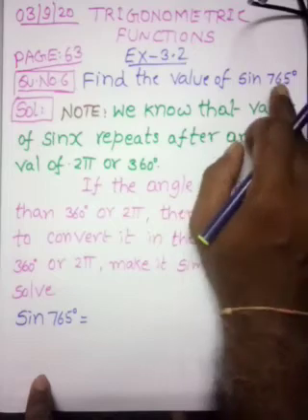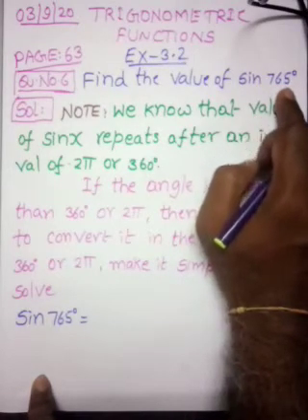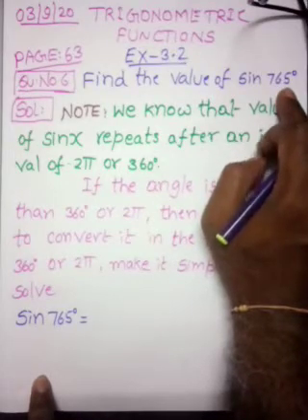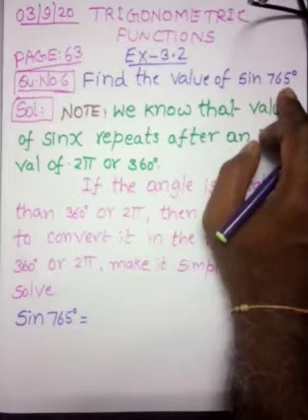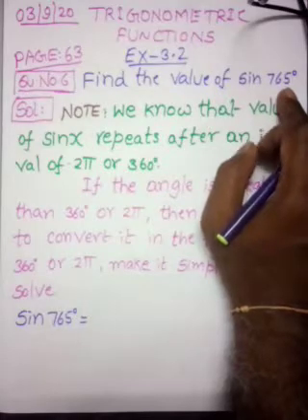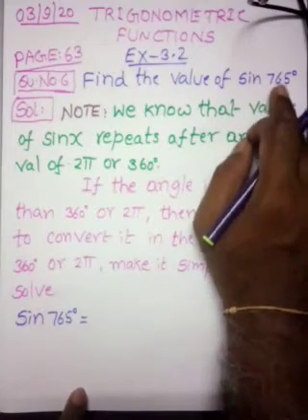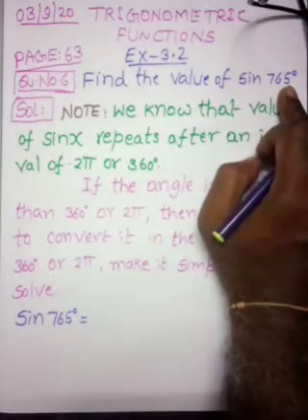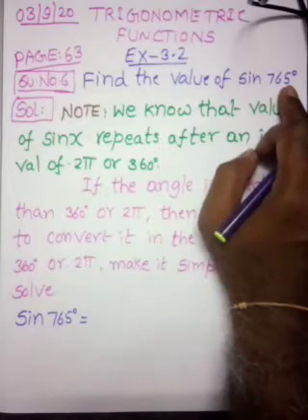We know sine 0 degrees, sine 30 degrees, sine 45 degrees, sine 60 degrees, sine 90 degrees, sine 180 degrees, and we have written that table. We have learned those values. I hope you have memorized them well. Isn't it, my children? But here, this number is 765 degrees. See this number. This is more than 360 degrees. Isn't it, my children?